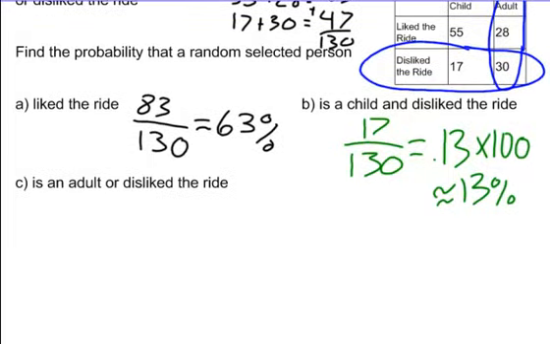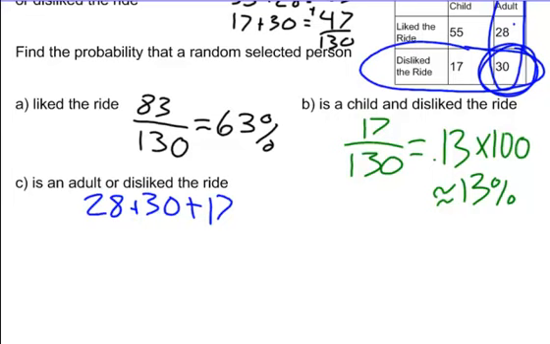So if we add them all up, we have 28 adults that like the ride. We have 30 adults that dislike the ride, and we have 17 children that dislike the ride. Now, the tricky part is we cannot add the dislike adults twice. Even though it overlaps, we have to make sure that we don't add the 30 adults twice. So that's why we can go by category. We can go by adults that like the ride, adults that dislike the ride, and then children that dislike the ride. So we hit each category.